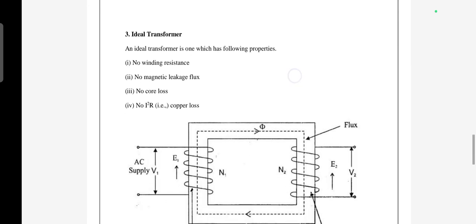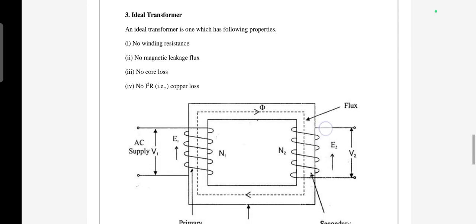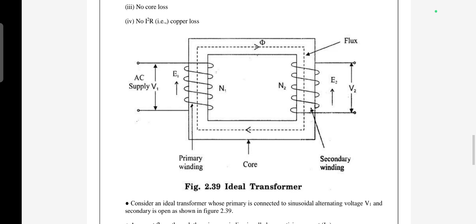For an ideal transformer, we can see that the ideal transformer is the one which follows these parameters: no winding resistance, no magnetic leakage, no core loss, and no copper loss. These are the conditions for an ideal transformer. The same diagram we are looking at here, but there is no load in the ideal transformer.